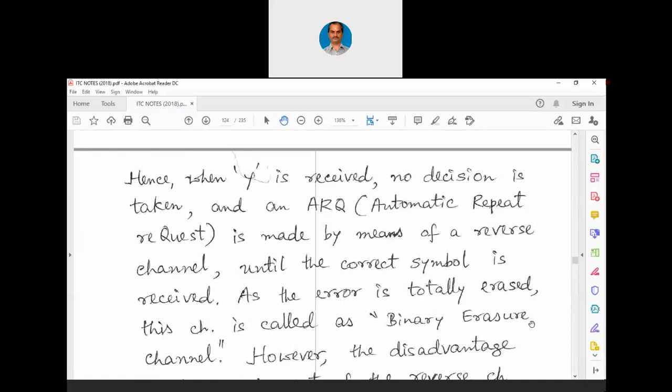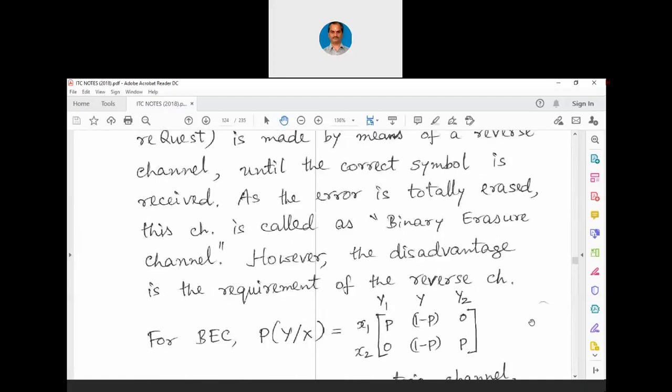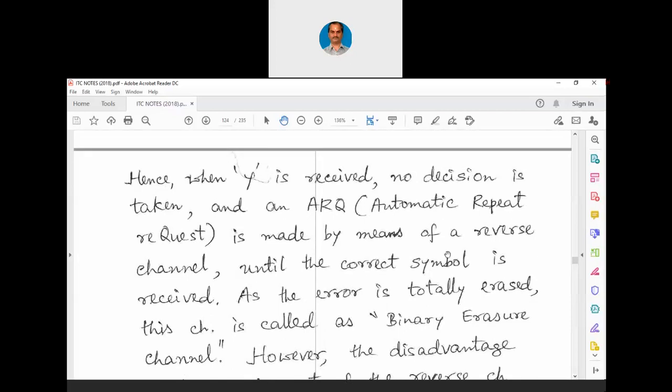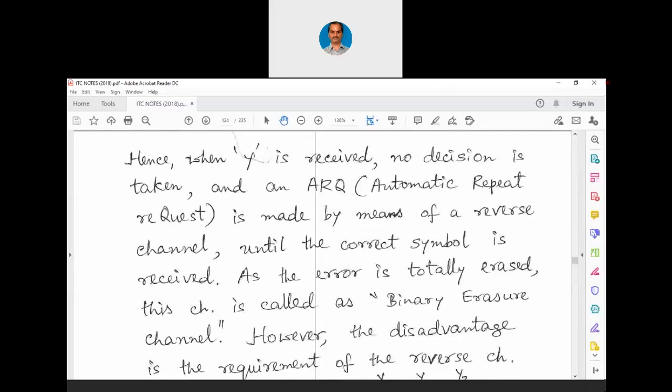But the disadvantage is what? The disadvantage is the requirement of an additional reverse channel and additional time. Time is wasted in asking to send the information back. But always when you have to pay for something, we have to be ready to lose something else, right? That is the compromise which we make here. When you want to get something, you always have to lose something.